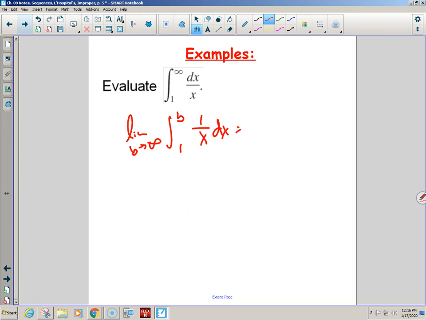Nope, you're deriving. It's ln of the absolute value of x from 1 to b, the limit as b goes to infinity. True?